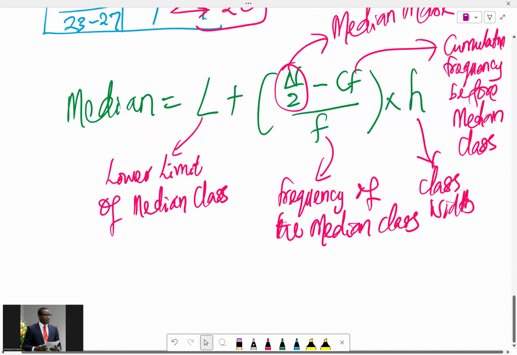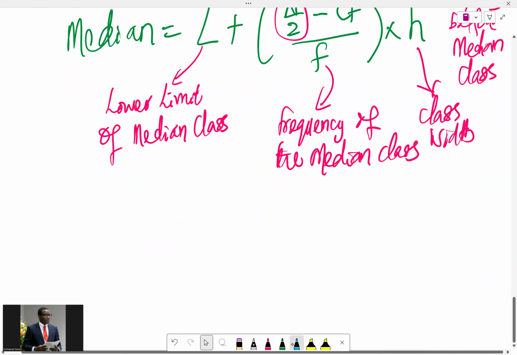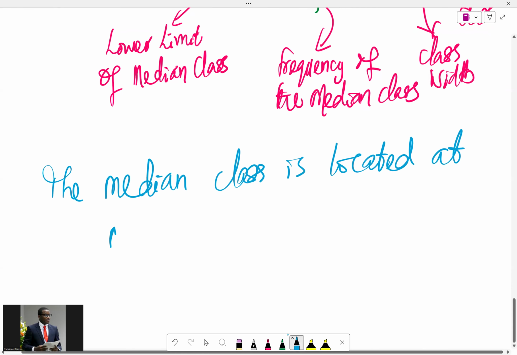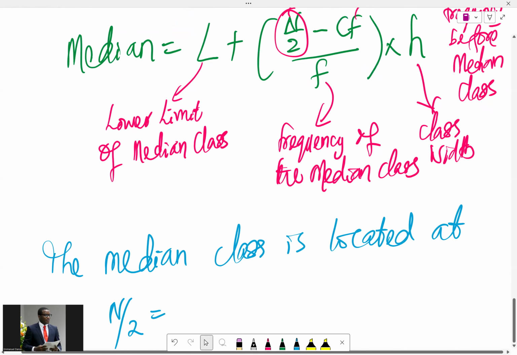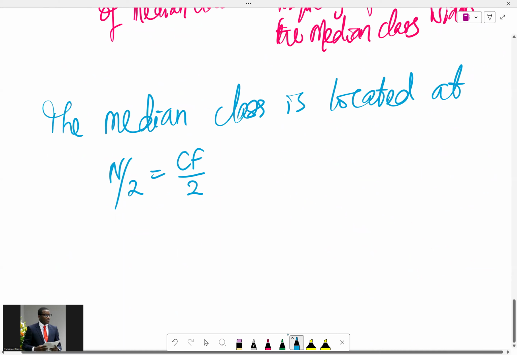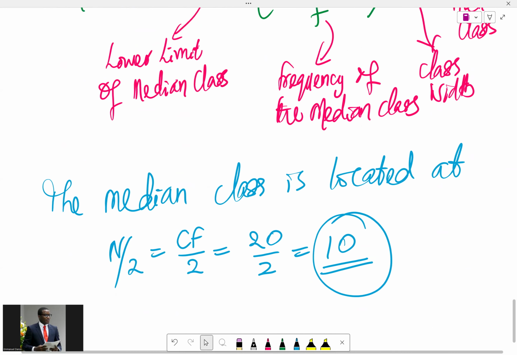Now, from all that, we need to first identify the median class. The median class is located at n over 2. And n is actually the total cumulative frequency, 20, divided by 2. So the median class is where the cumulative frequency is 10. It doesn't have to be exactly 10, right, but anywhere around 10.